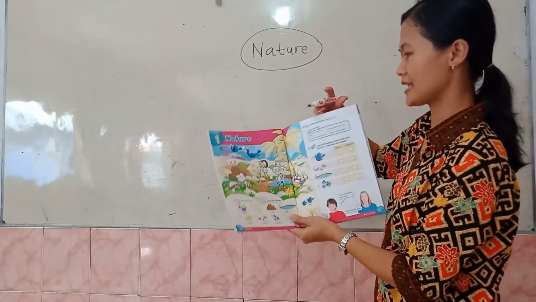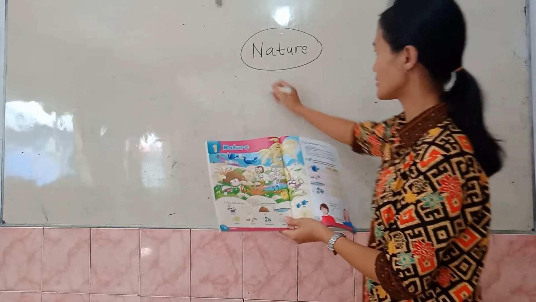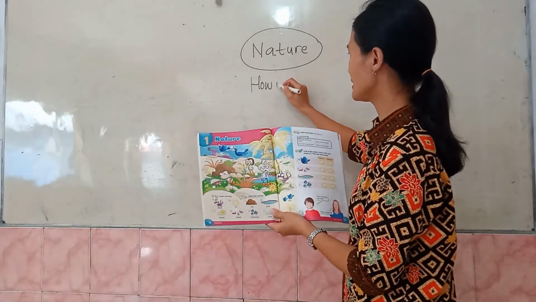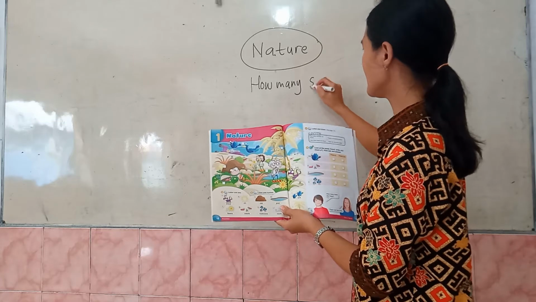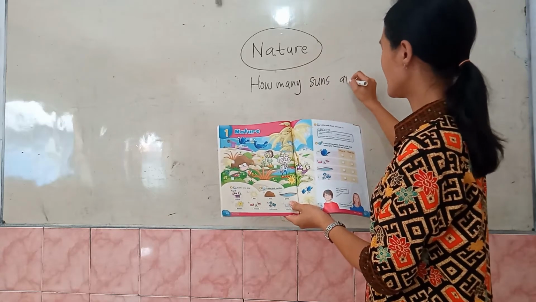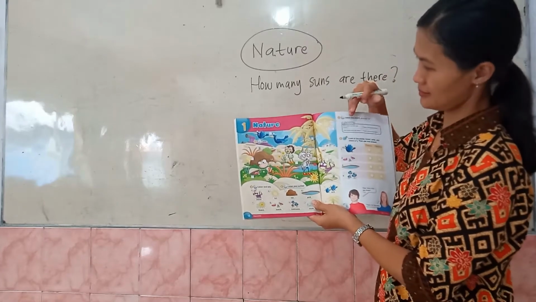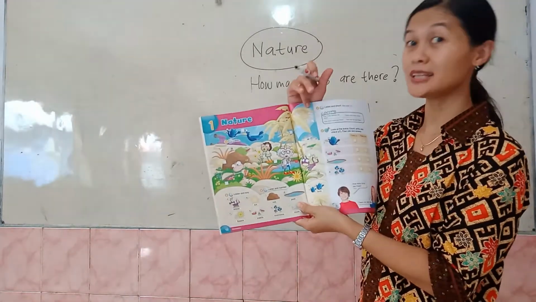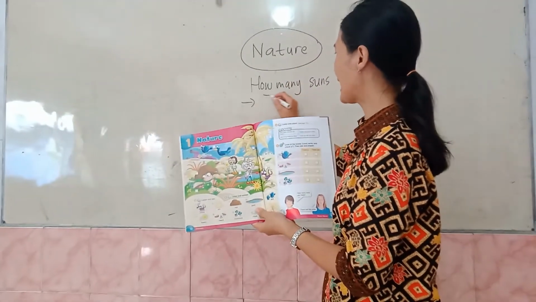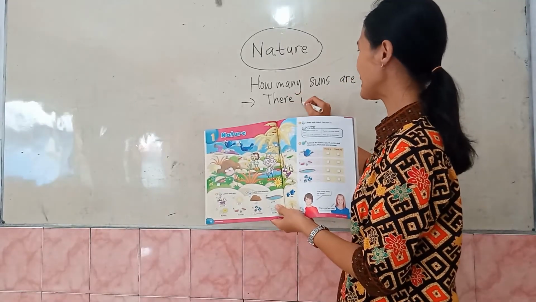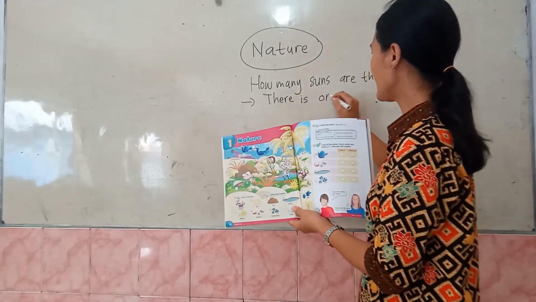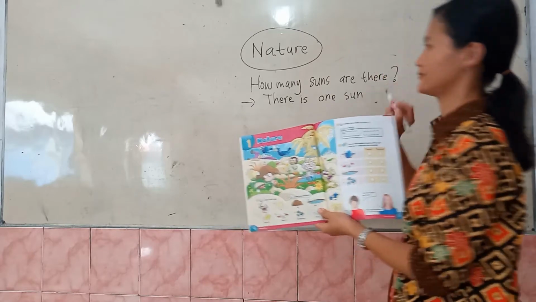Okay, so here, how many suns can you see here? How many suns are there? Okay, only one. So the answer, there is one sun.